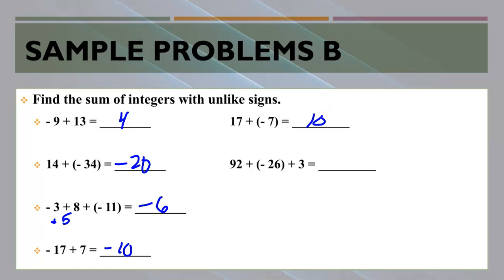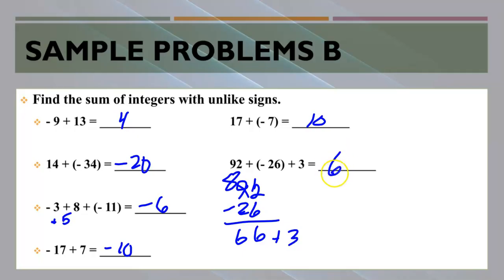Next, 92 plus a negative 26. They are different, so I subtract them, so I'm just going to write that out. 92 minus 26. Can't take 6 away from 2, so I need to borrow. 12 minus 6 is 6. 8 minus 2 is 6. And then I have a plus 3. Now, if I go back to the 92 minus 26, since 92 is bigger than 26, I got the sign on the 92. That's why it's a positive 66. So that's our lesson on adding integers.